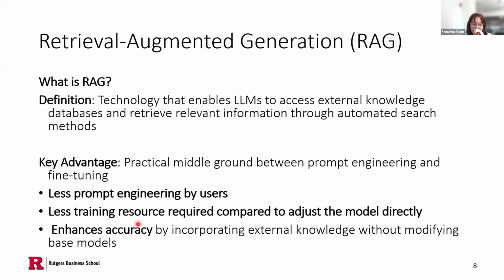So we think here, RAG is between prompt engineering, where we put all the responsibilities on the users, and fine-tuning, where we give all the burdens to the developers of the large language model. It enhances accuracy by incorporating external knowledge without modifying the base models and without a lot of effort from the users.